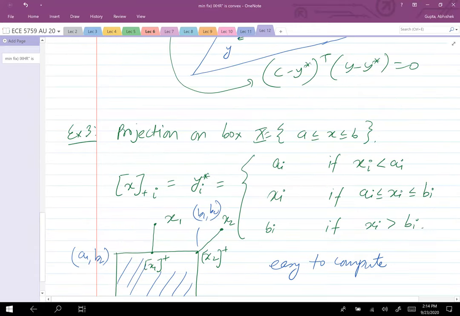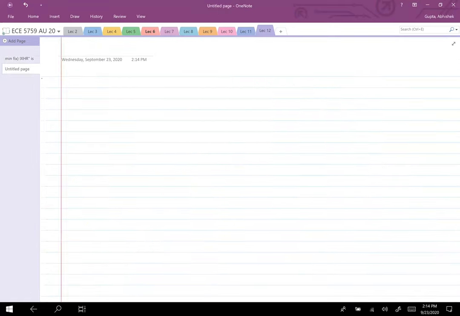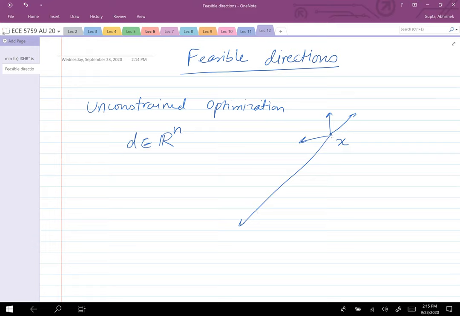Okay. So that is the projection theorem. Now, the second thing I wanted to talk about was feasible directions. So remember, when we were talking about the unconstrained optimization case, all directions were feasible. If I'm standing at a point X, I could go in either direction. I could take any small step, large step, it doesn't matter. I'll still be within Rn, right? So all directions were feasible.